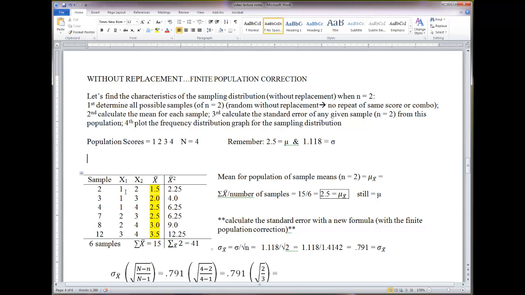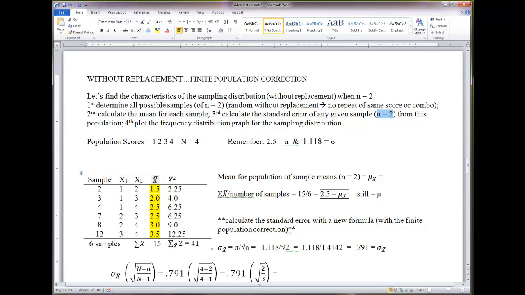So these are all of our possible 2-number combinations from this population, and we're saying 2-number combinations because our sample size is 2. And then you find the mean for all of these. So 1 plus 2 divided by 2 is 1.5. 1 plus 3 divided by 2 is 2, and so on and so forth. And we're dividing by 2 because there's 2 scores here. So remember the mean, you add the scores together, divide by how many scores that you have.